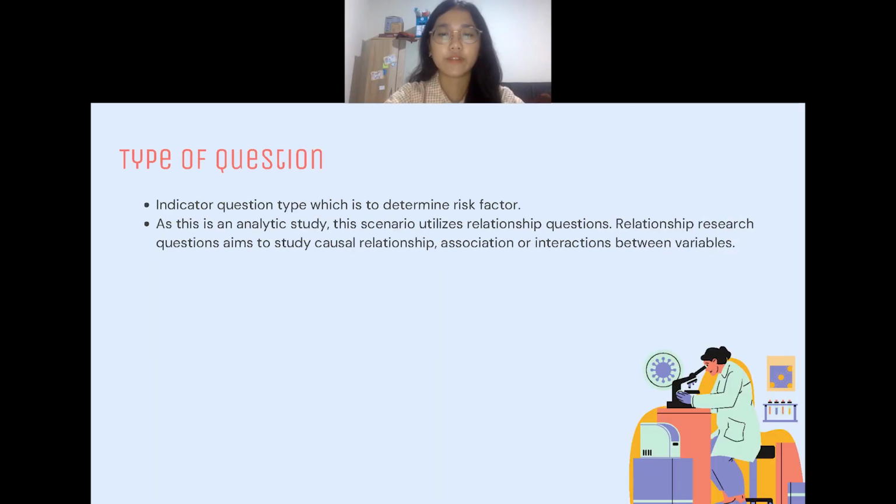Good morning, doctors and friends. My name is Tiara with student number 105. For the first question, identify what type of question the above scenario is. This scenario is discussing finding evidence regarding risk factor association to the severity of CAD and also determining the better predictors for ischemic heart disease. Based on PICO, this is an indicator type question, which is to determine the risk factor. As this is an analytic study, this scenario utilizes relationship questions. Relationship questions aim to study causal relationship, association, or interactions between variables.